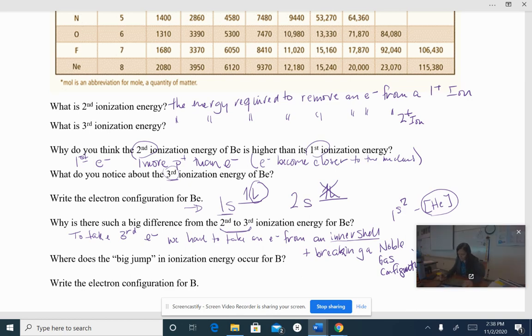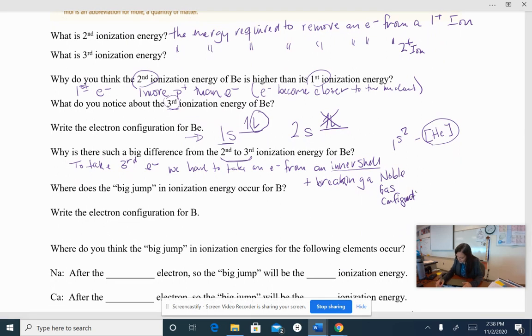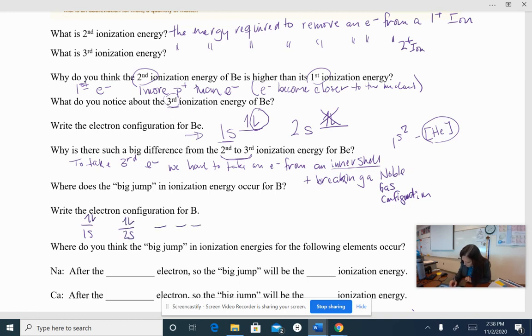Okay, so let's write the configuration for boron. If I look at boron, I have 1 more electron. So I will have 1s up and down, 2s up and down, and 2p up. Okay, so where do you think that big jump is going to be for boron?